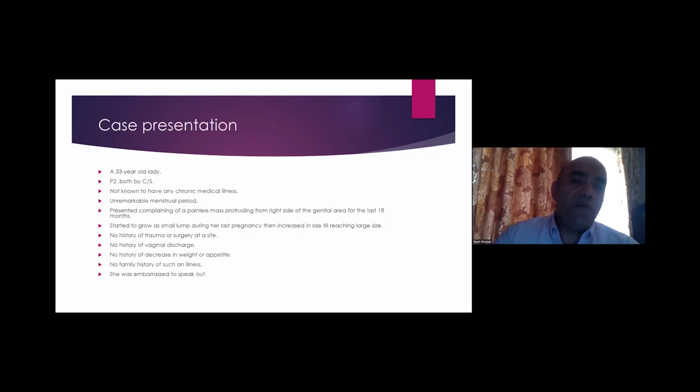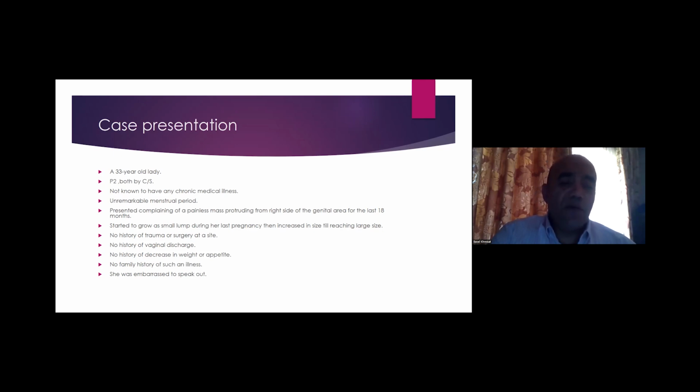Now we move to our case. She is a 33-year-old lady, para 2. She delivered both her babies by cesarean section. She doesn't have any chronic medical illness, and she has an unremarkable menstrual period. She presented complaining of a painless mass protruding from the right side of the genitalia for the last 18 months.